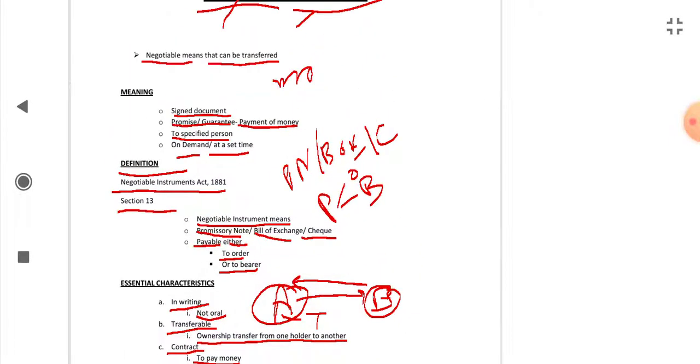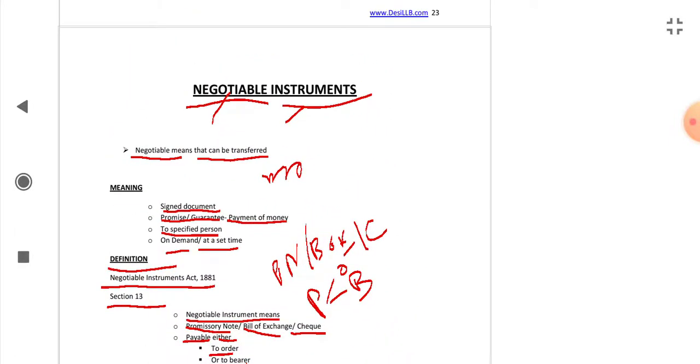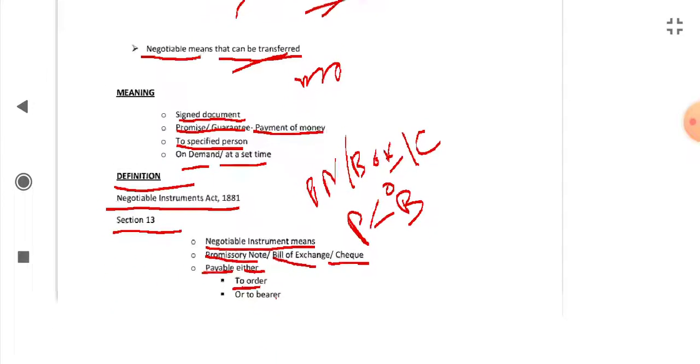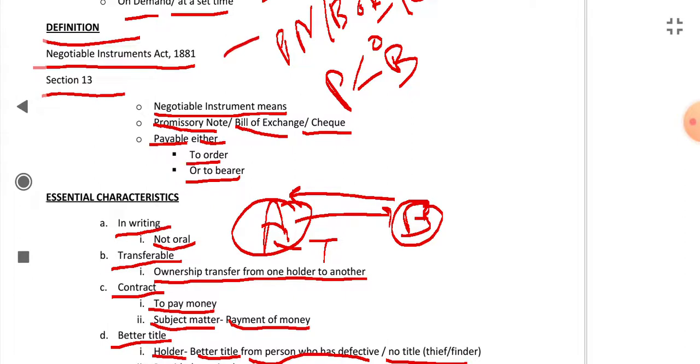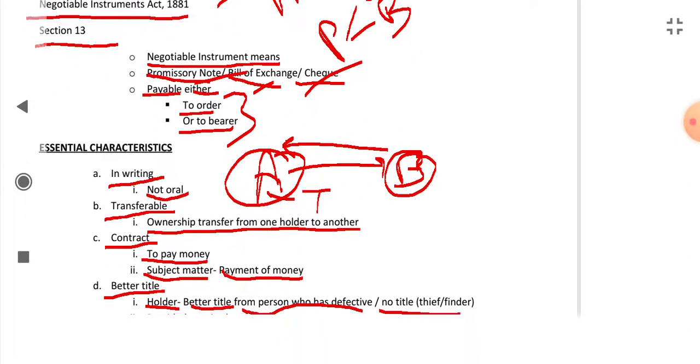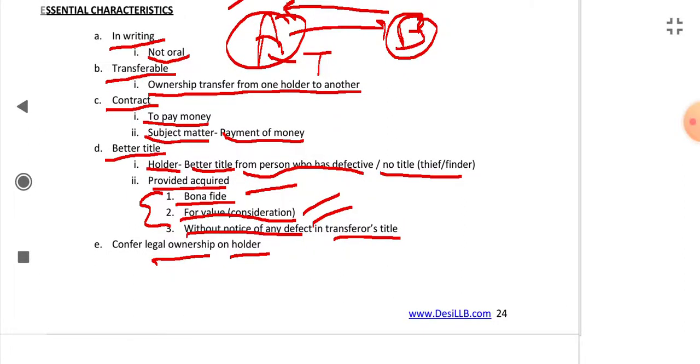Next will be dishonor. Let's have a quick revision. Negotiable means can be transferred. So an instrument that can be transferred is called a negotiable instrument. What does it mean? They are signed documents. They promise or guarantee payment of money to the specified person on demand or at a set time. The definition from the Negotiable Instruments Act: a negotiable instrument means a promissory note, bill of exchange or check payable either to order or bearer. What are the essential characteristics? It should be in writing, not oral. It should be transferable. It's a contract. It has a better title and confers legal ownership on the holder.